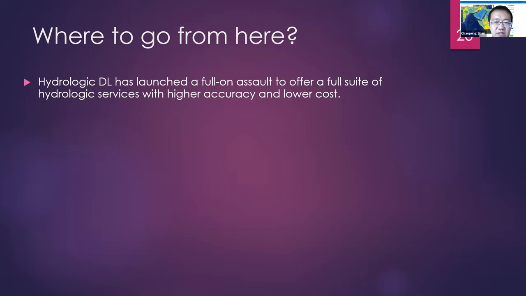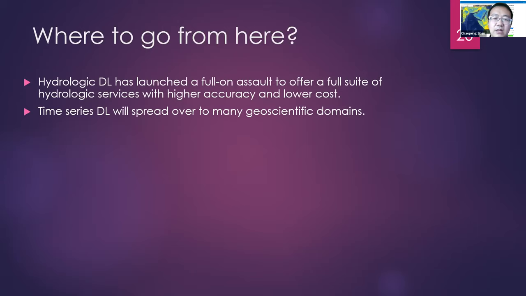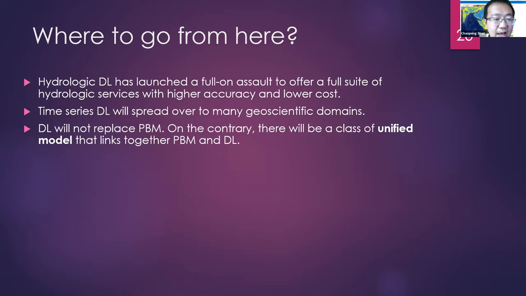So, the conclusions: hydrologic deep learning has launched a full-on assault to offer a full suite of services with higher accuracy and lower cost. Okay, higher accuracy and lower cost. The only thing it cannot satisfy at the moment is to explain why. And that's about our curiosity. That's not about the service we are to provide to society. Time series deep learning has spread over to many scientific domains. That's for sure, and we've already seen that happening.